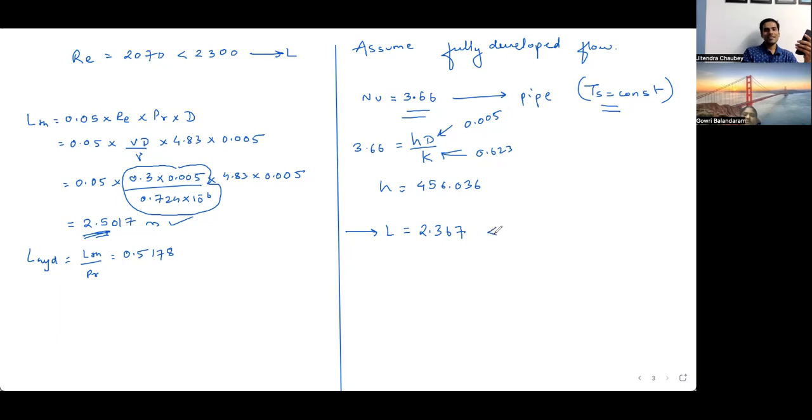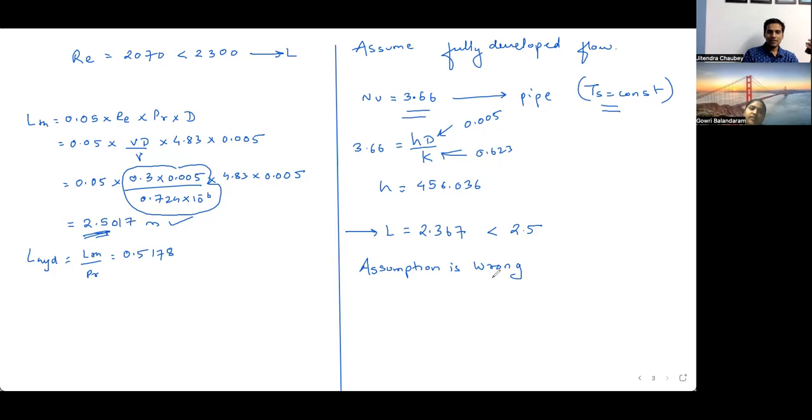So it is developing. It is less than 2.5 meter, so the assumption is wrong. I had this feeling that's why your teacher started with the developing region. These questions are asked just to trick students. So if my assumption is wrong, can I just make a note that the assumption is wrong, therefore the flow is developing? Can I just write that?